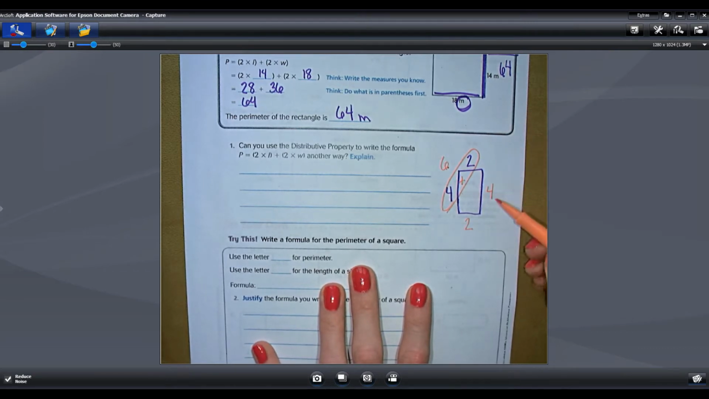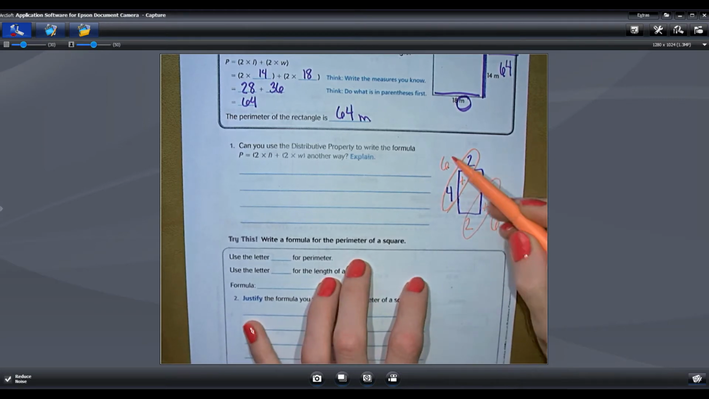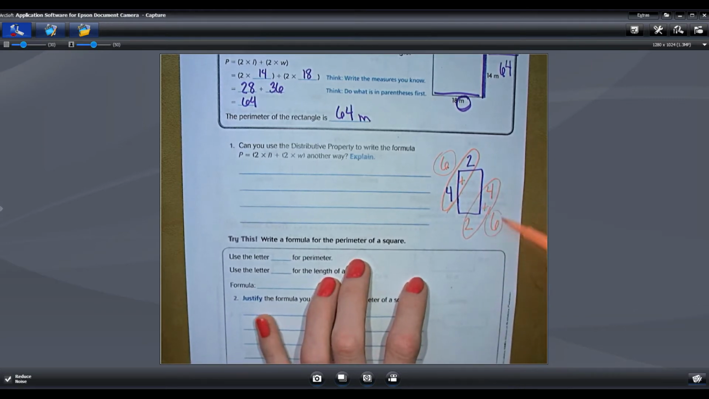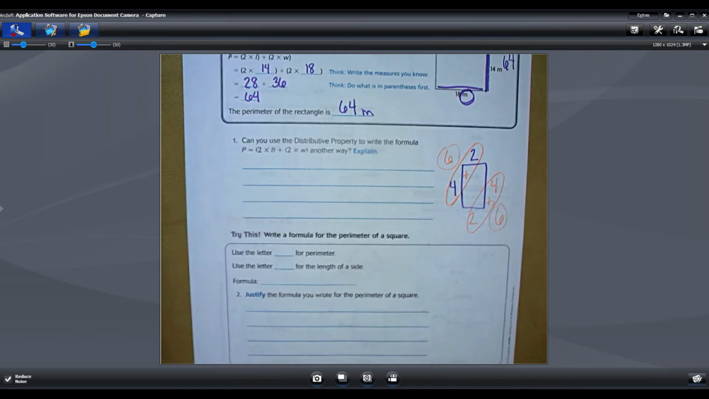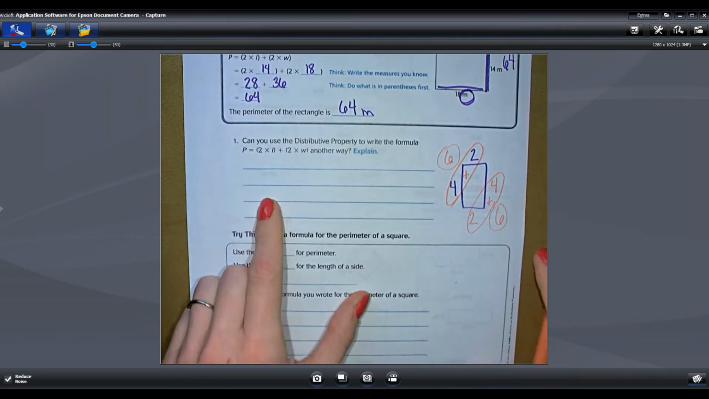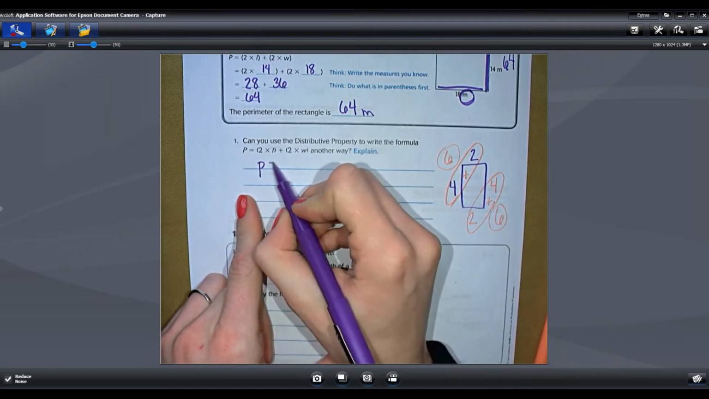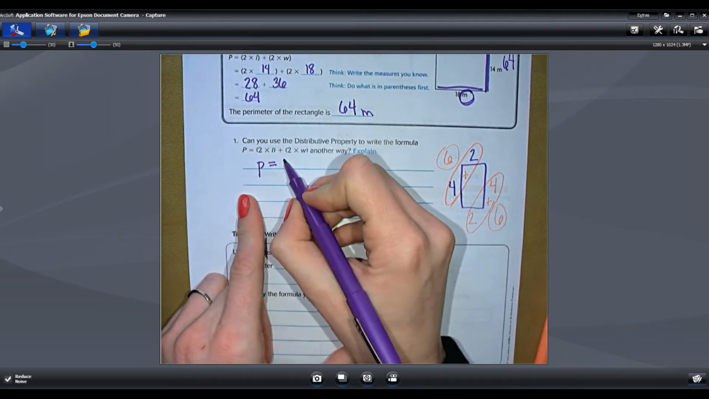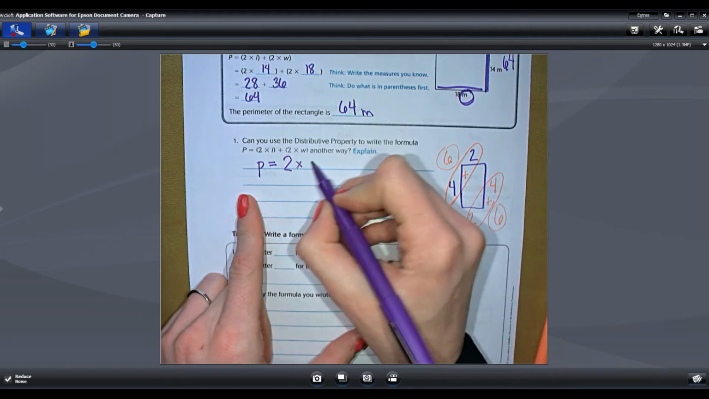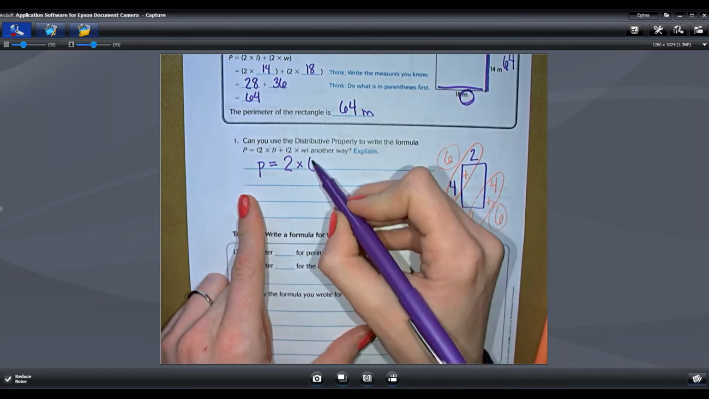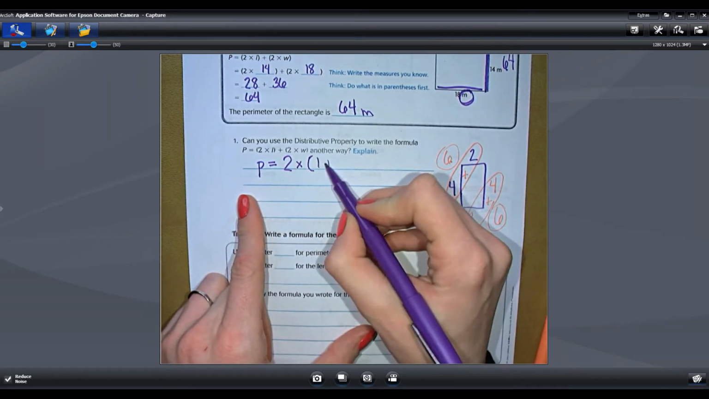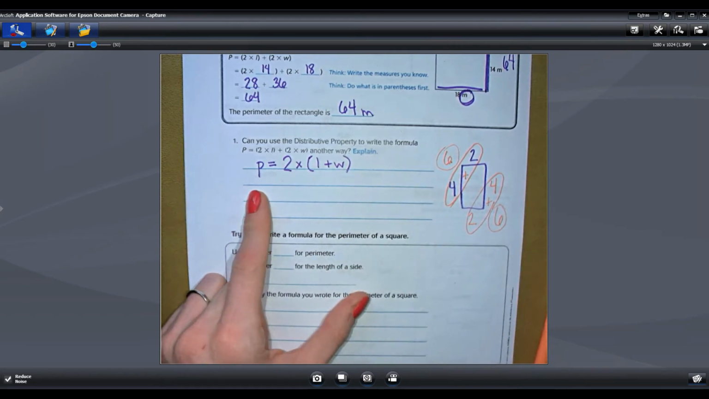Okay, because watch, I can do the same thing over here. 4 plus 2 is 6. Now I have to add 6 essentially times 2, or 6 plus 6, right? Okay, so another way we could write that formula is to say P, which is perimeter, equals 2 times, a parentheses, length plus width. That's what we just did.